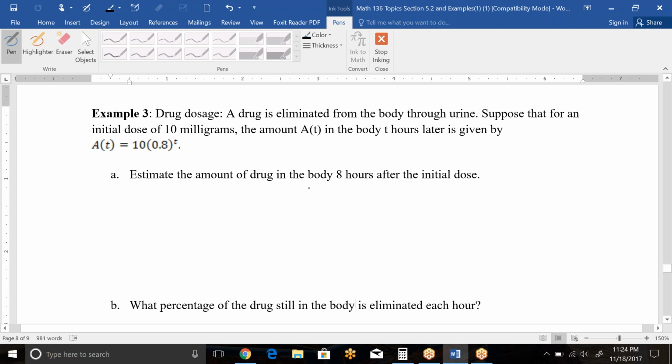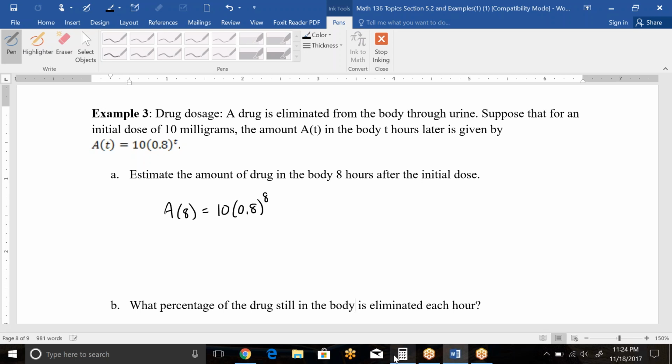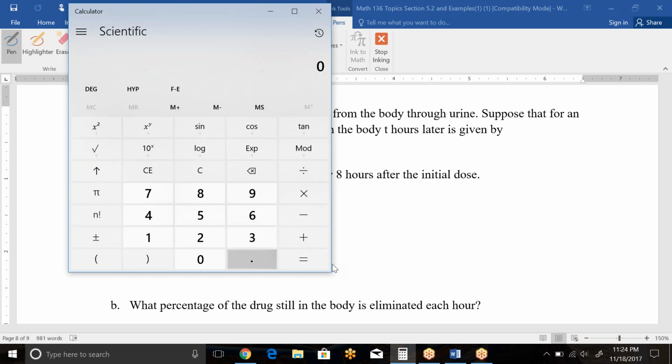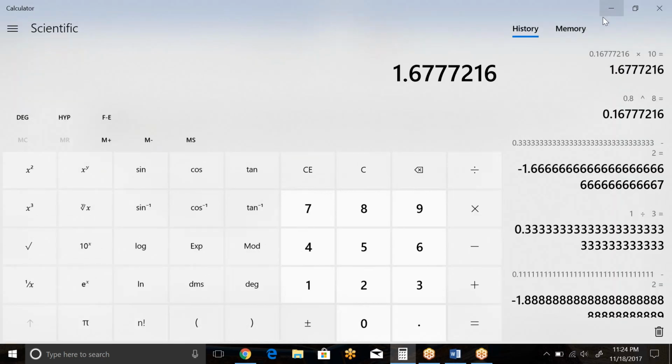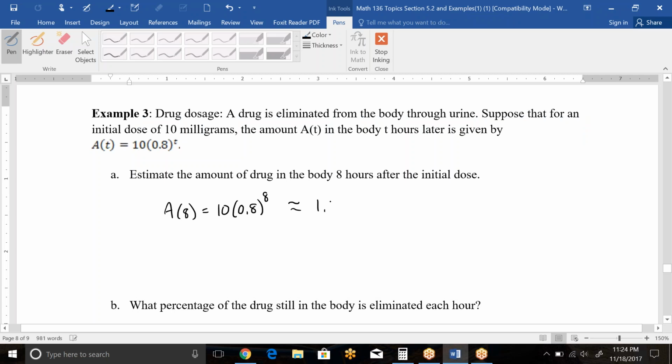The first part says estimate the amount of drug in the body 8 hours after the initial dose. So that's just plugging in 8. So A of 8 is 10 times 0.8 to the 8th. So 0.8 to the 8th, and then times by 10. Looks like 1.68. And this is in milligrams.